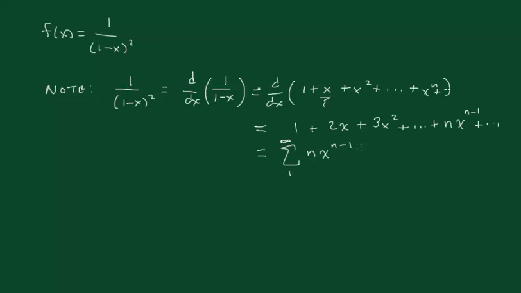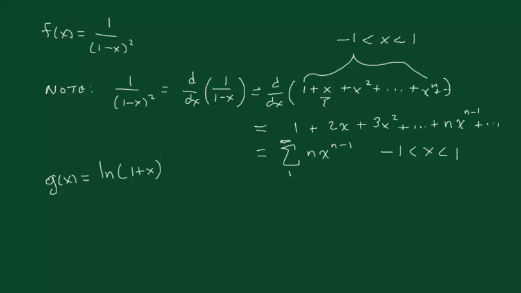Now, a note about the interval of convergence. The interval of convergence for this series was from -1 to 1. By taking the derivative, you cannot add any points of convergence, so this interval of convergence will remain the same. And so this is going to be true for -1 less than x less than 1.